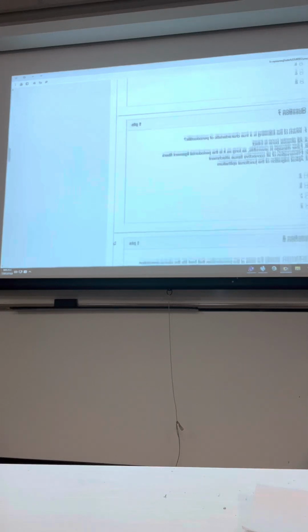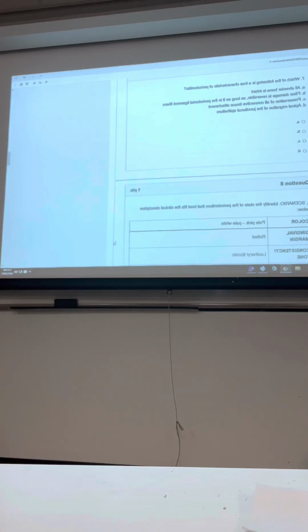Good. Number 7, which of the following is a true characteristic of periodontitis? D. Apical migration of the junctional epithelium. So we know that bone is compromised, so it's not intact. Fiber damage is reversible as long as it's periodontal ligament fibers. That's not true, right? And then preservation of all connective tissue attachment. That's not true either, okay?